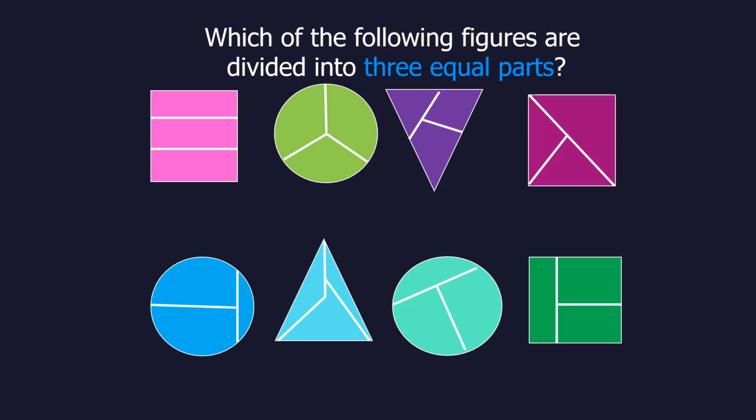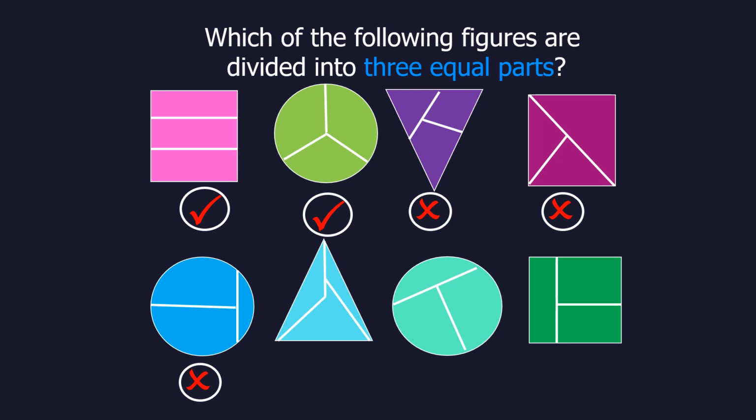So which of the following figures are divided into three equal parts? First one, yes. Second one, yes. Third one, no. The fourth one also, no. Fifth? No. Next? No. Next? No. Next one? No. So only the first and second have been divided into three equal parts.